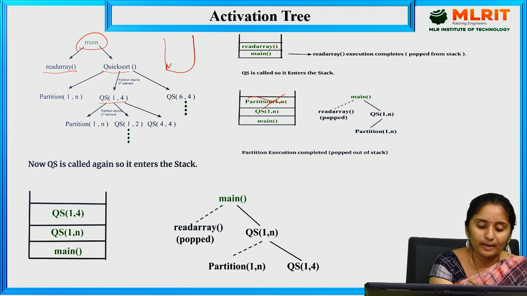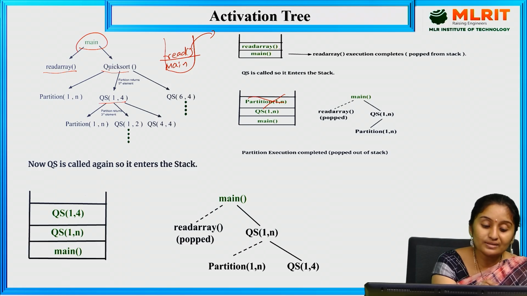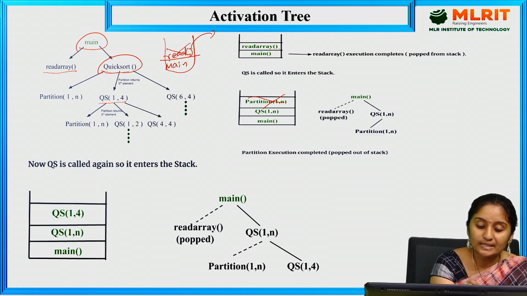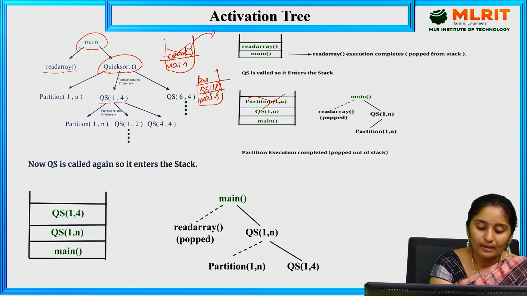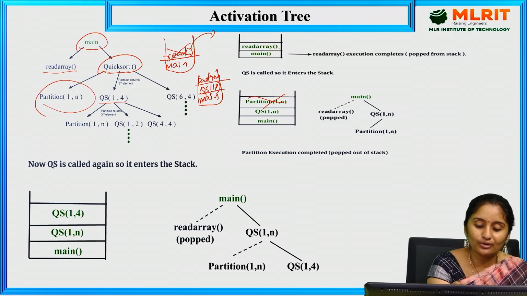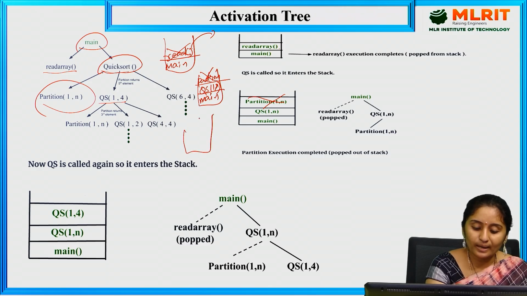Main is created here, and the next read array is created. This read array execution is going to be completed. Then afterwards the next statement I am going to have is quicksort. So this is popped, and the next one, quicksort, is pushed. Quicksort of 1, n is created, and the next one, partition, is going to be pushed into the stack. Partition definition will be executed, then it is popped from the stack. Then the leftover I have is main, quicksort 1, n.